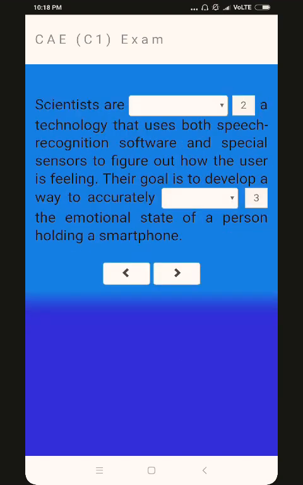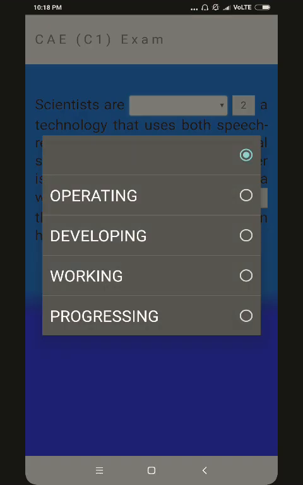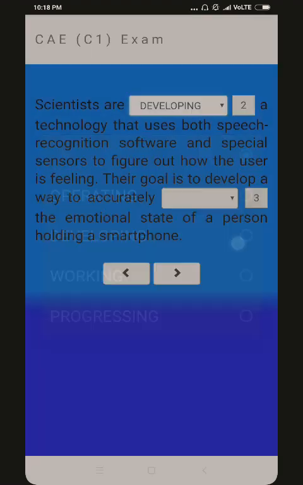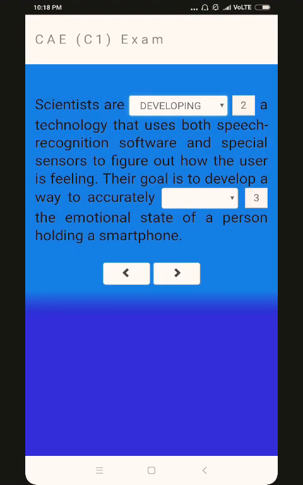Scientists are dash a technology that uses both speech recognition. Let me see. Scientists are, I think, operating. No. Developing, I think developing fits. Working, no. Working a technology, that doesn't sound well. Progressing, I don't think progressing. I think developing a technology that uses both speech recognition software and special sensors to figure out how the user is feeling.